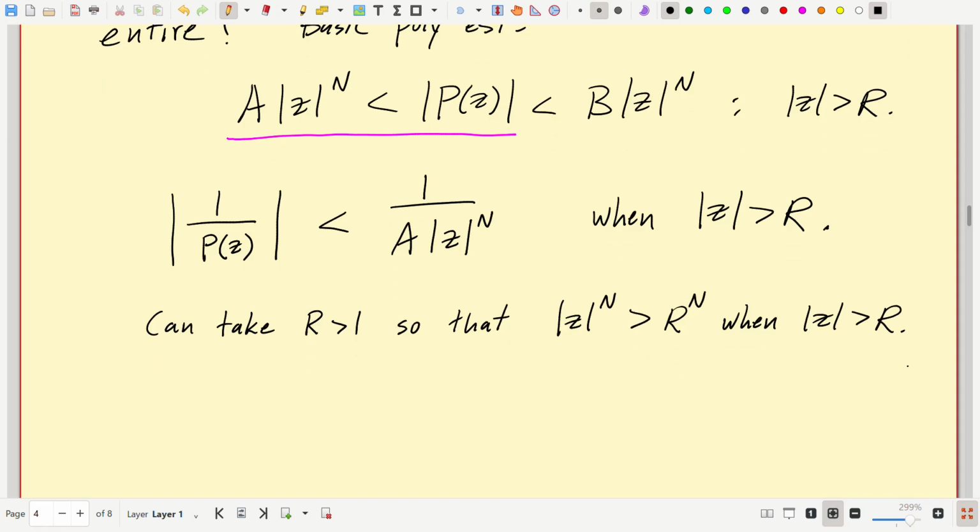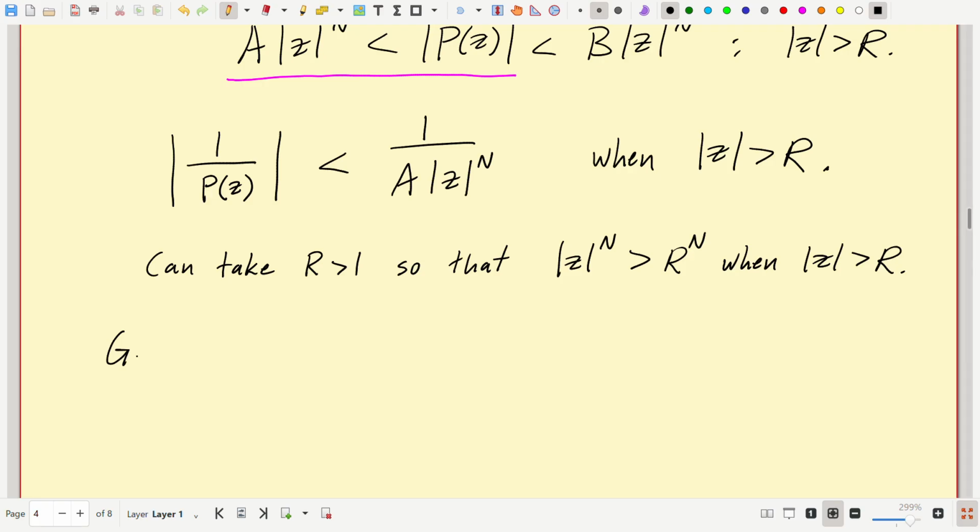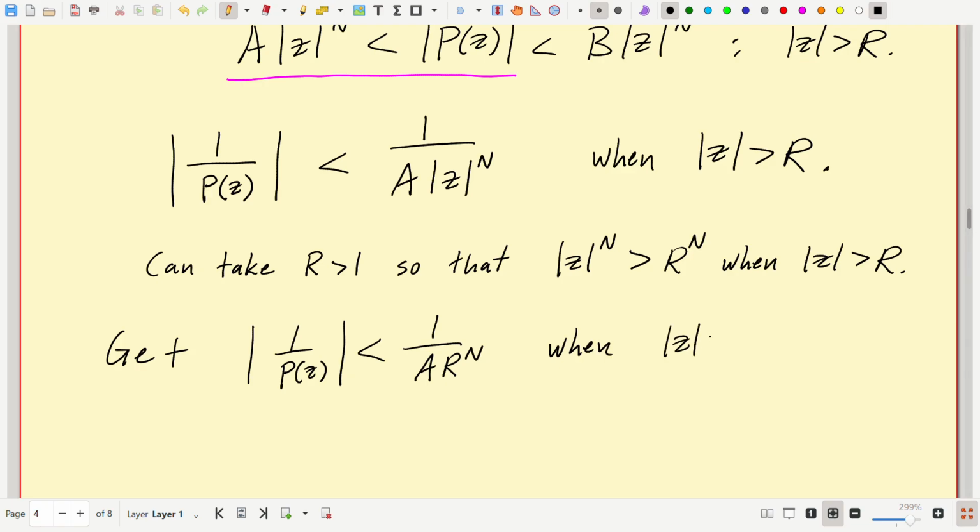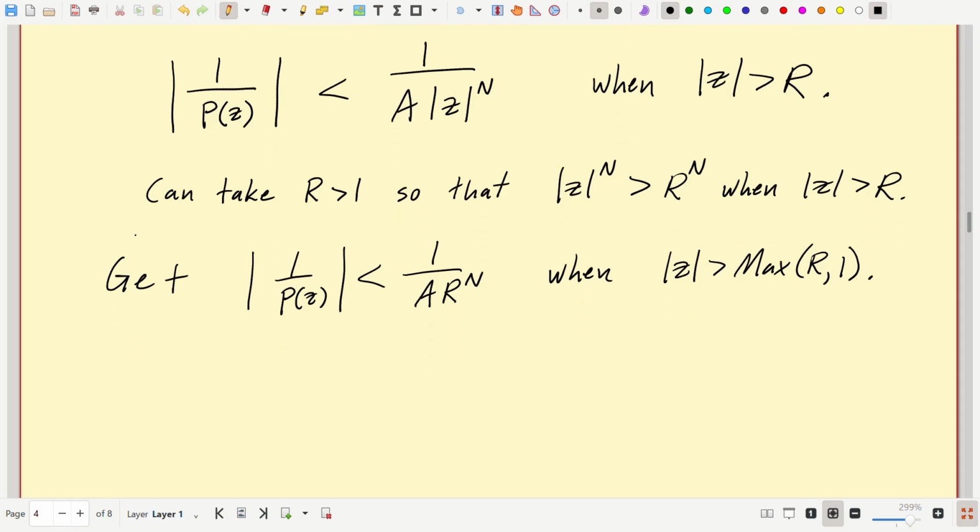Okay. And so what I've gotten here from the basic polynomial estimate is that 1 over P of z is less than 1 over A R to the n. That's just a number. I'll write it like this, when mod z is bigger than the max of R and 1. I put this as a remark. I had to think about what if R was less than 1. That'd be kind of dumb. I'm thinking of R as something big.